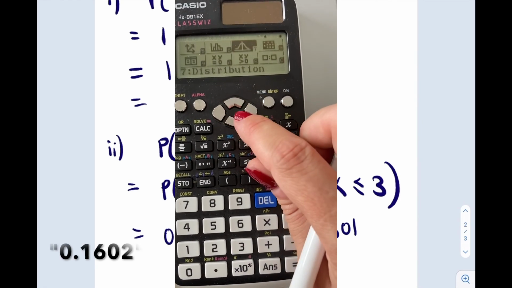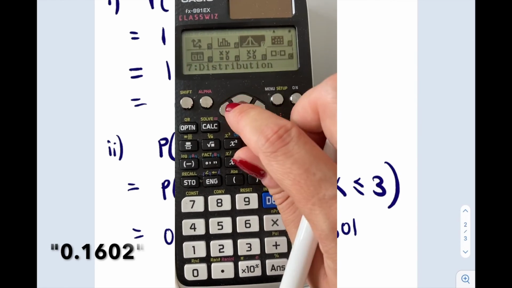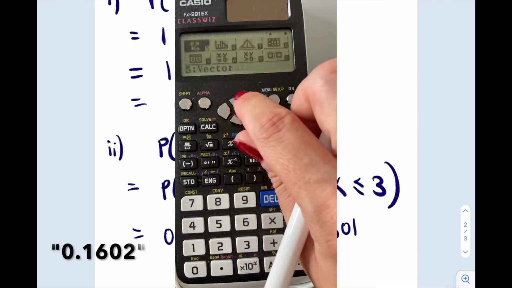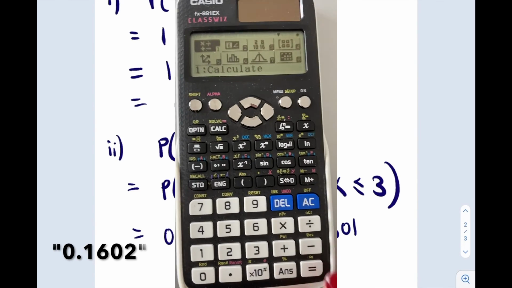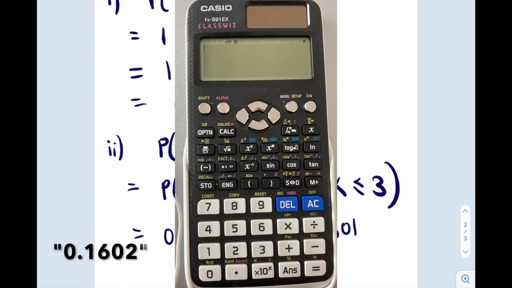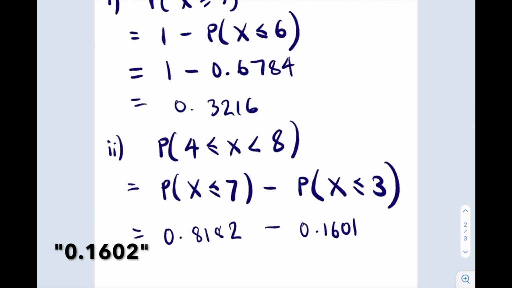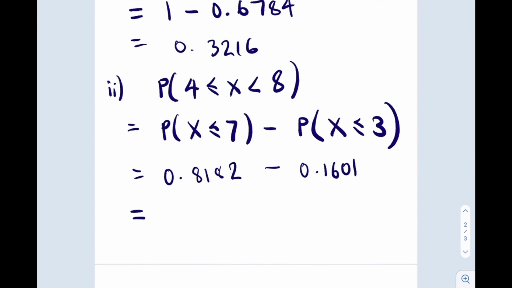Now I'll just show you how to get back out of this. So press menu again, and you can scroll over to 1 or just press the number 1. It will take you back to the calculator. And so my answer, if I plug these numbers into the calculator, 0.8182 minus 0.1601 is 0.6581. And that concludes the question.